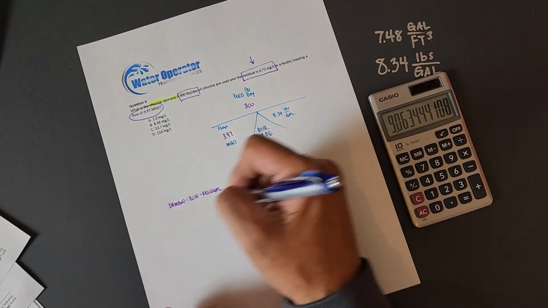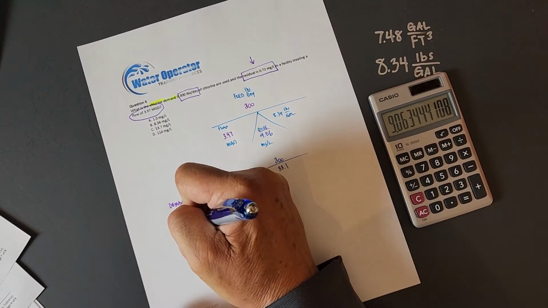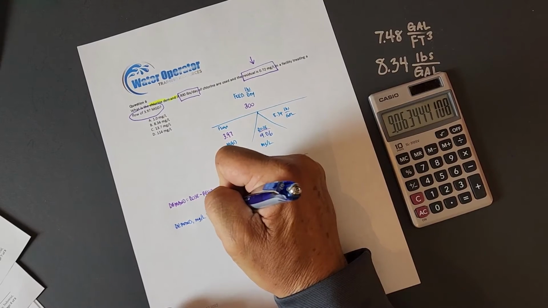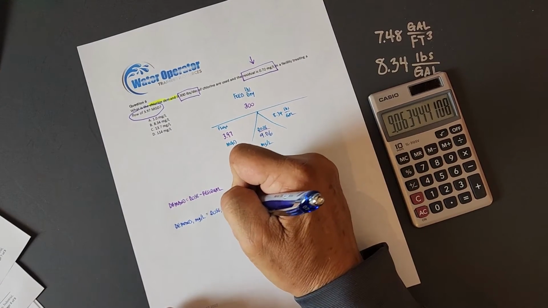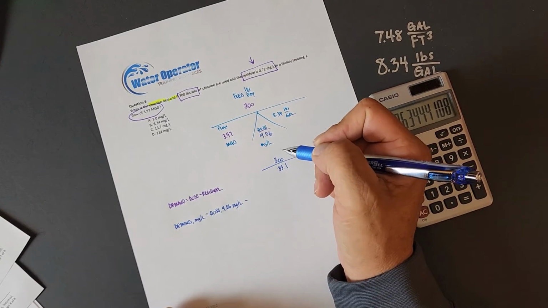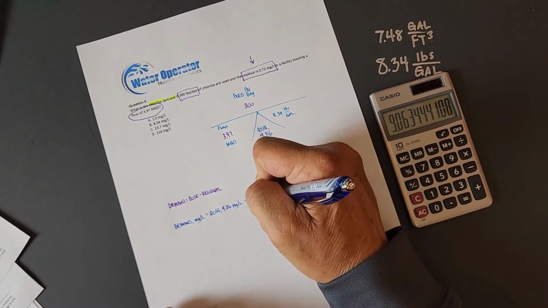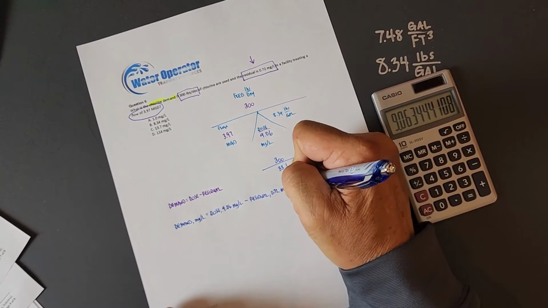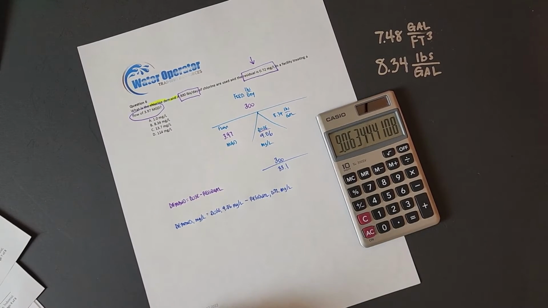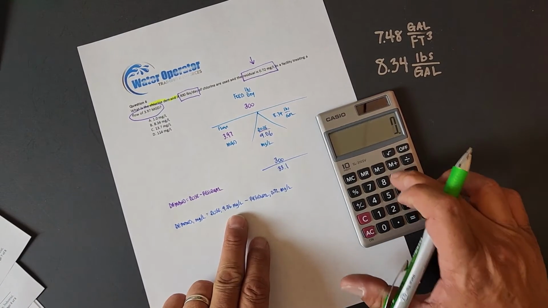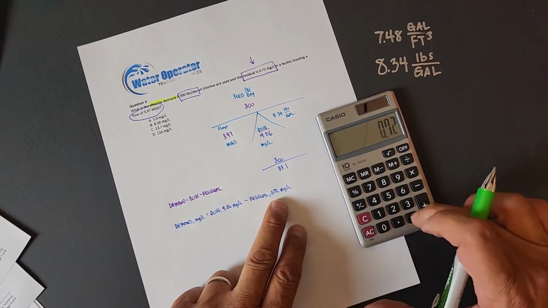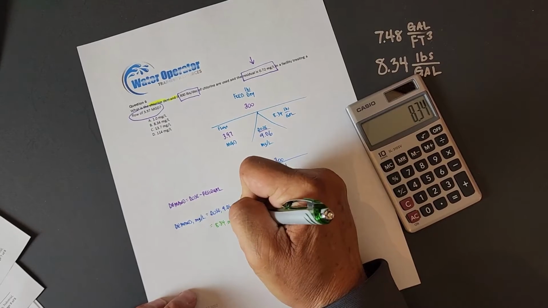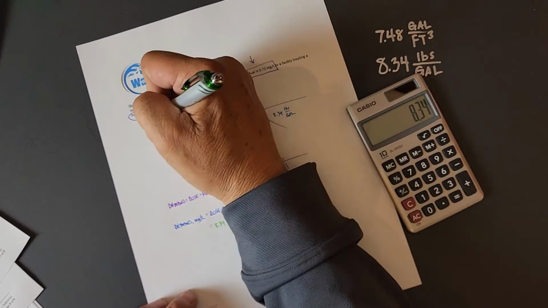So let's write this formula out. Demand in milligrams per liter equals the dose, which is 9.06 milligrams per liter, minus the residual of 0.72 milligrams per liter. 9.06 minus 0.72, and that's going to give us 8.34 milligrams per liter. The answer is B.